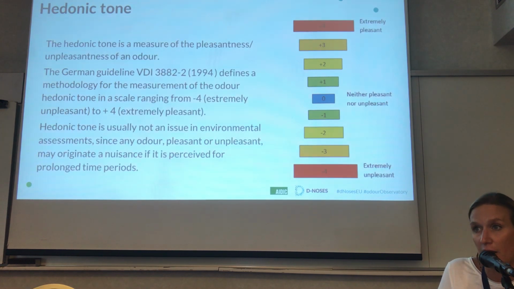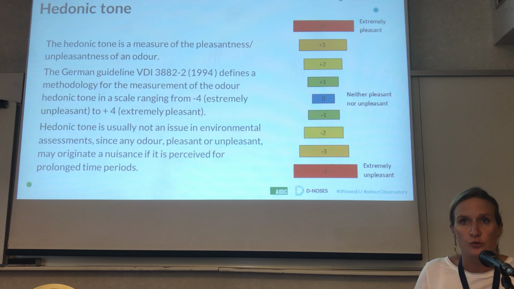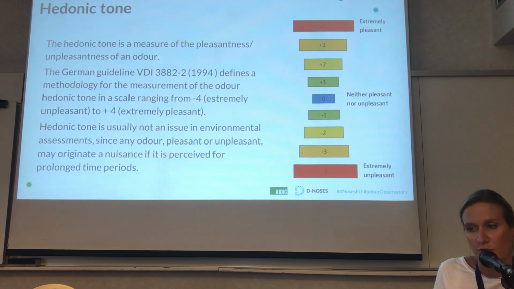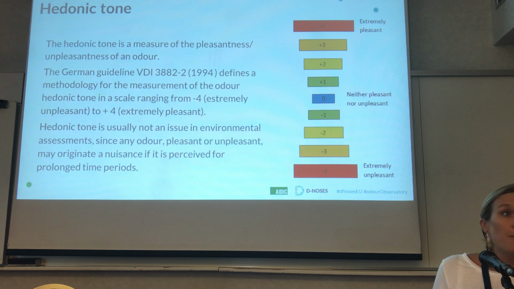And then finally, the hedonic tone is the last of the parameters which is worth mentioning. As I said before, there is a German guideline which describes how to measure hedonic tone. There is a well-defined procedure on how to select the panel of people to carry out this kind of measurement. Without getting too much into the detail, the important thing is that the hedonic tone is the measure of the pleasantness or the unpleasantness of an odor. And it can be rated, according to the VDI 3882 part 2, on a scale that goes from +4, which is the score for an extremely pleasant odor, to -4, which is the score for an extremely unpleasant odor. And in the middle, you will have all other possible degrees of pleasantness or unpleasantness.